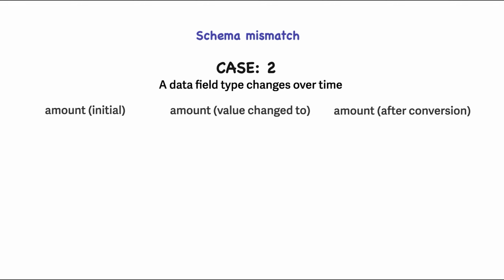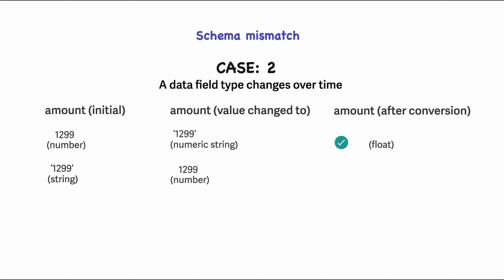A field's data type changes over time. For example, if the amount column was a number before, and now it comes in as a numeric string, that is still valid. Datablit will convert the final column to float. If the amount column was a string before, and now it comes in as a number, that's also valid, but Datablit will convert the final column to a string. But if the amount was a number before, and now it comes in as a string containing letters, that's not valid, and the final column will show an error.